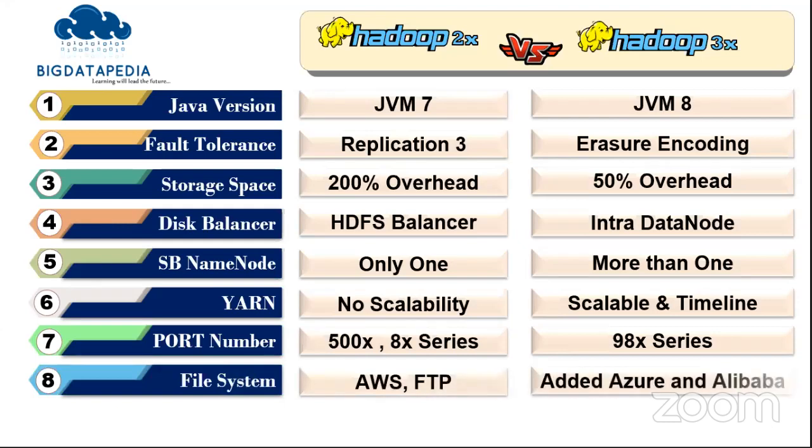The file system will support only AWS and FTP, which they already provided. AWS is a little bigger. Now they have additionally added the Azure file system as well as the Alibaba Cloud file system. Both file systems are included with the Hadoop version, so it can easily interact with the Azure and Alibaba clouds nowadays. Okay, that is the use of this tool.